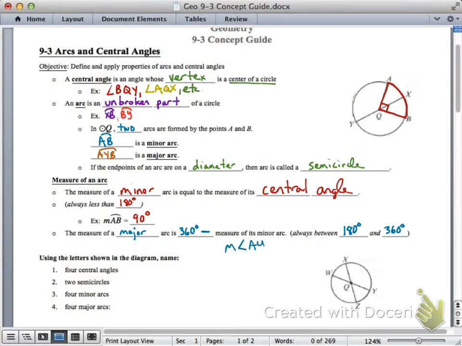So, for example, what's the measure of arc AYB? That goes from A to B. What does this measure? Well, it's going to be equal to 360 minus 90 degrees. Its measure is 270 degrees. Go ahead and pause the video and see if you can answer these four questions. We'll talk about them in class.